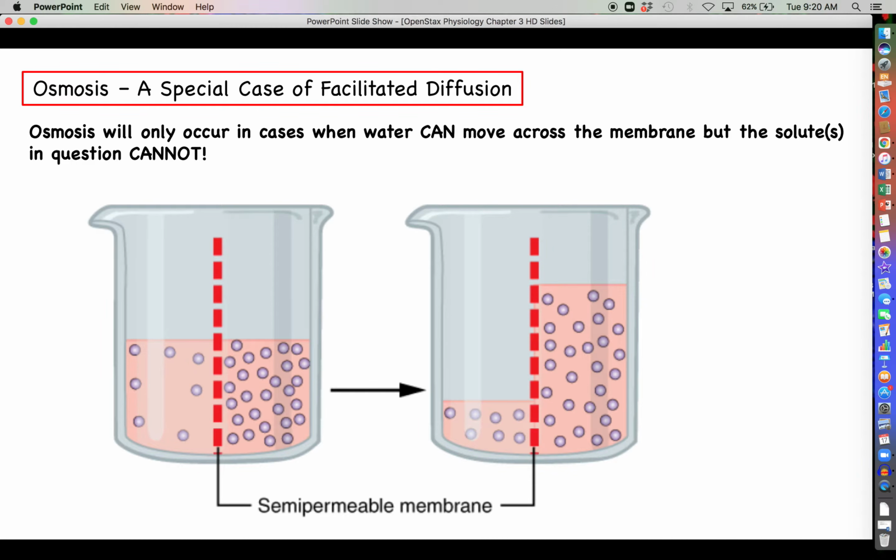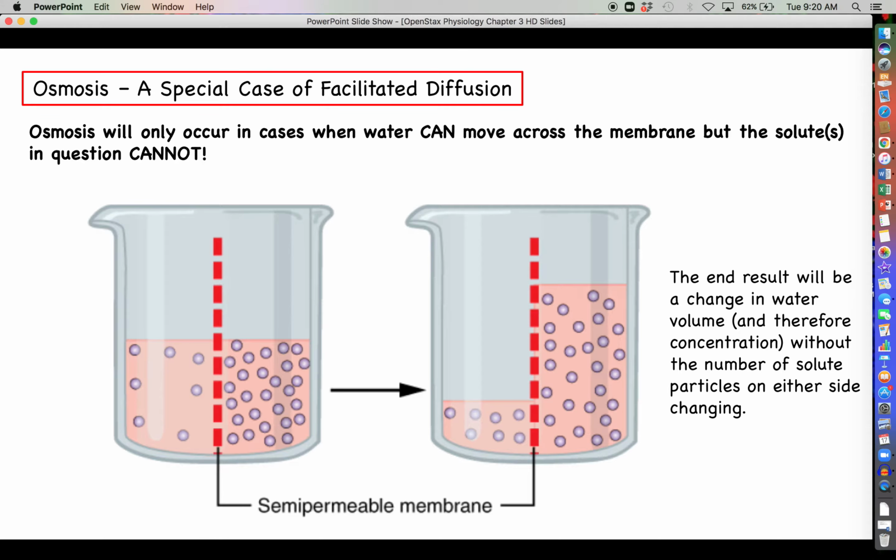So the thing to remember here is that osmosis will only occur if you've got a solute concentration gradient that cannot be alleviated by either simple diffusion or facilitated diffusion. Usually we're going to be talking about facilitated diffusion there. So after this is all done, the end result is that we change the water volume and therefore concentration without a change in the number of solute particles on either side of the membrane occurring.